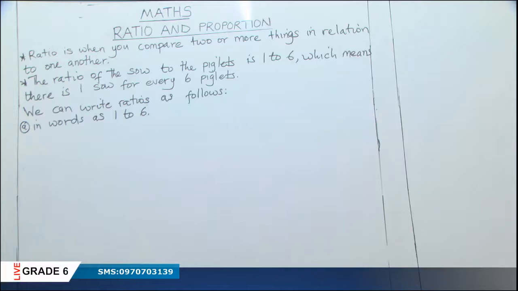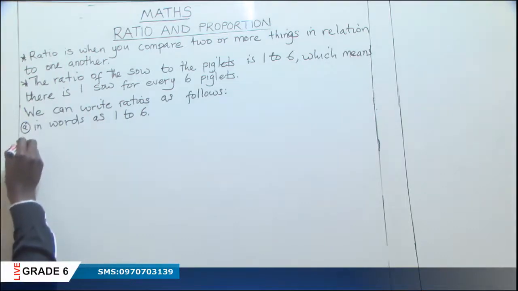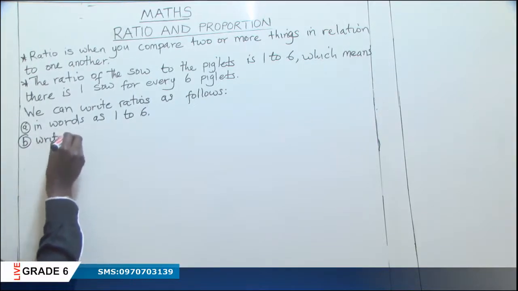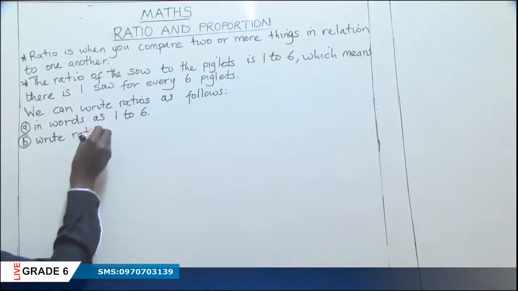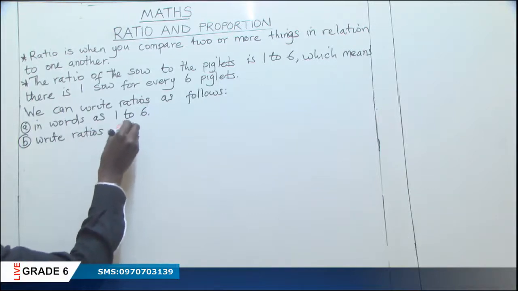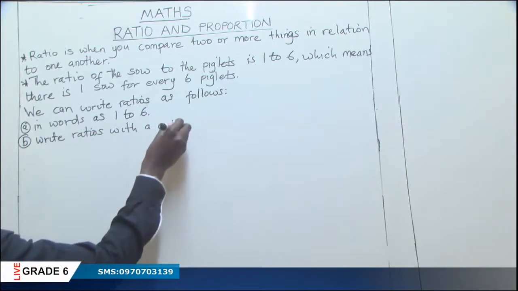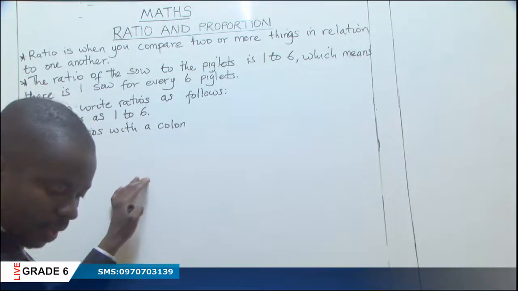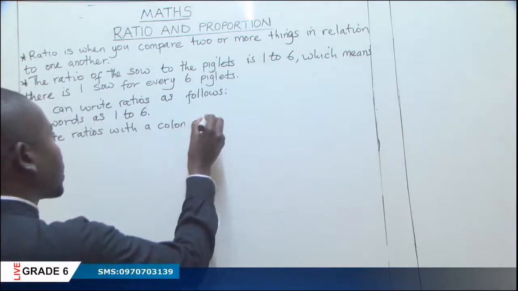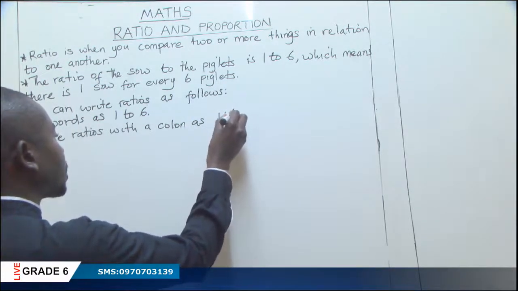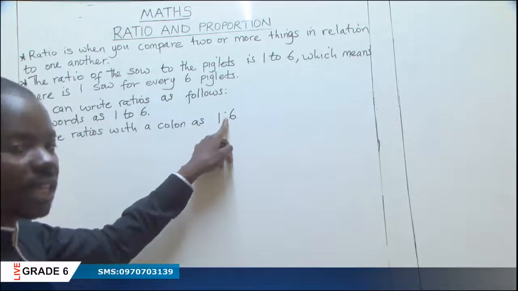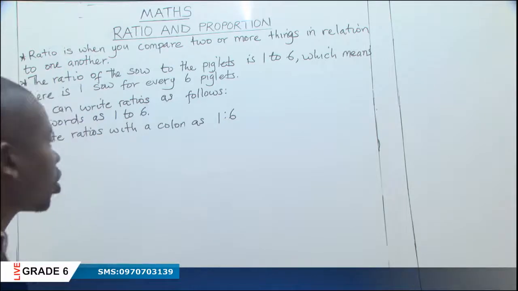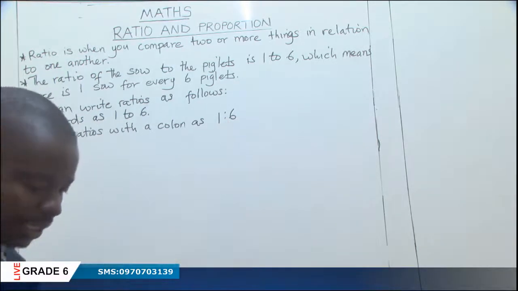We can write ratios with a colon, as 1 to 6. Boys and girls, this is a colon. So we can write ratios with a colon as 1 to 6.